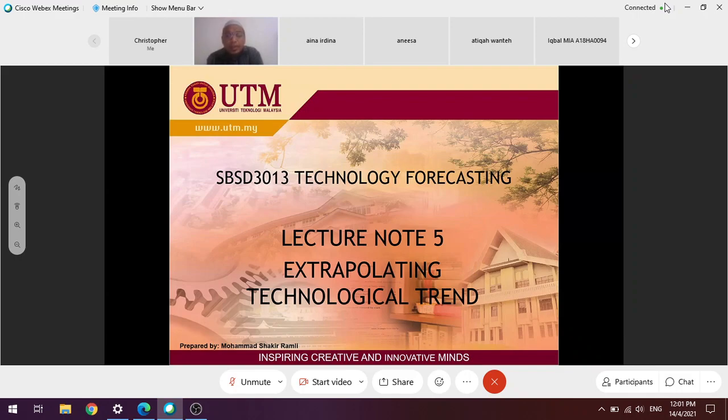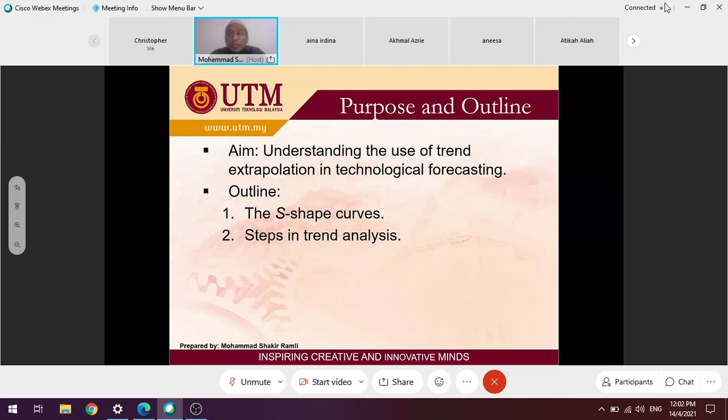Our lecture today is about extrapolating technological trend. On Monday, I already talked about the basic concept of trend extrapolation using mathematical model and also using graphical model. For graphical model, I showed you a few examples of regression lines on Monday's lecture. Today, I'm going to talk about S-shaped curves.